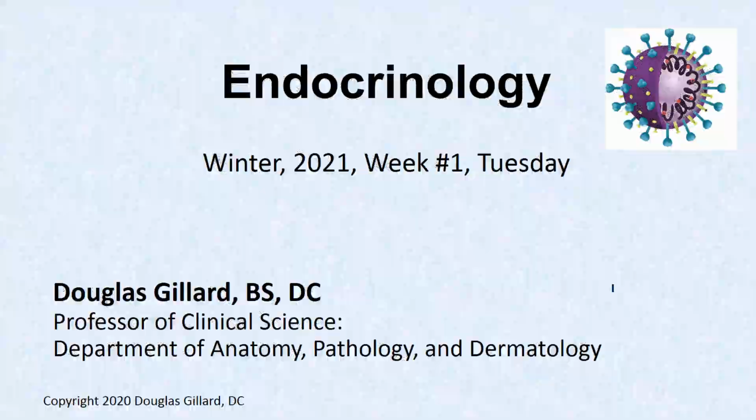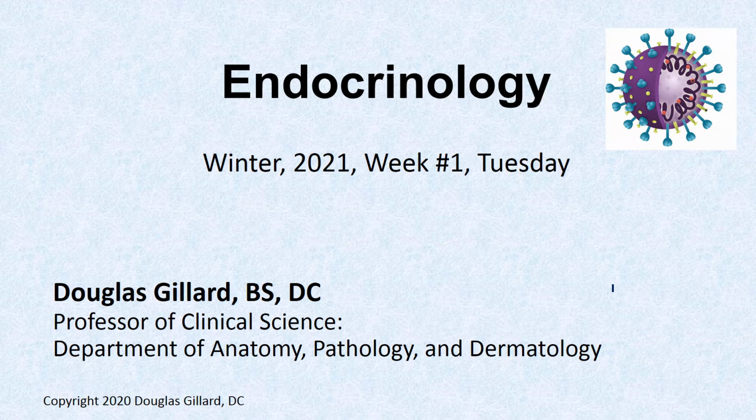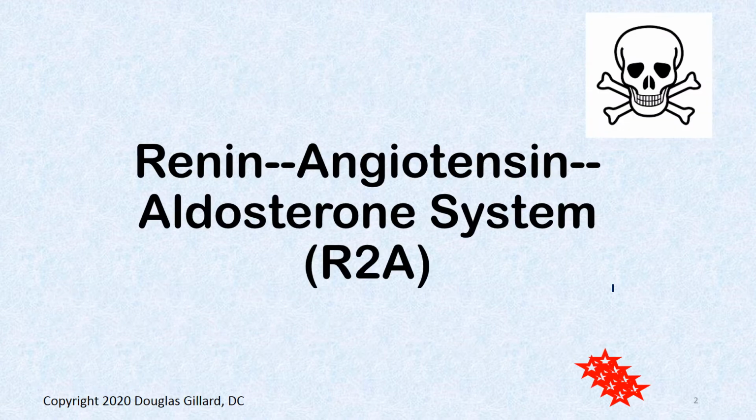All right, here we go, our second lecture on endocrinology. We're going to start the R2A system today, because the R2A system has something to do with how SARS-CoV-2 kills us and affects humans. We'll look at that a little bit as well. So we're going to get a little deeper into it. I don't think you know about Angiotensin 17, for example.